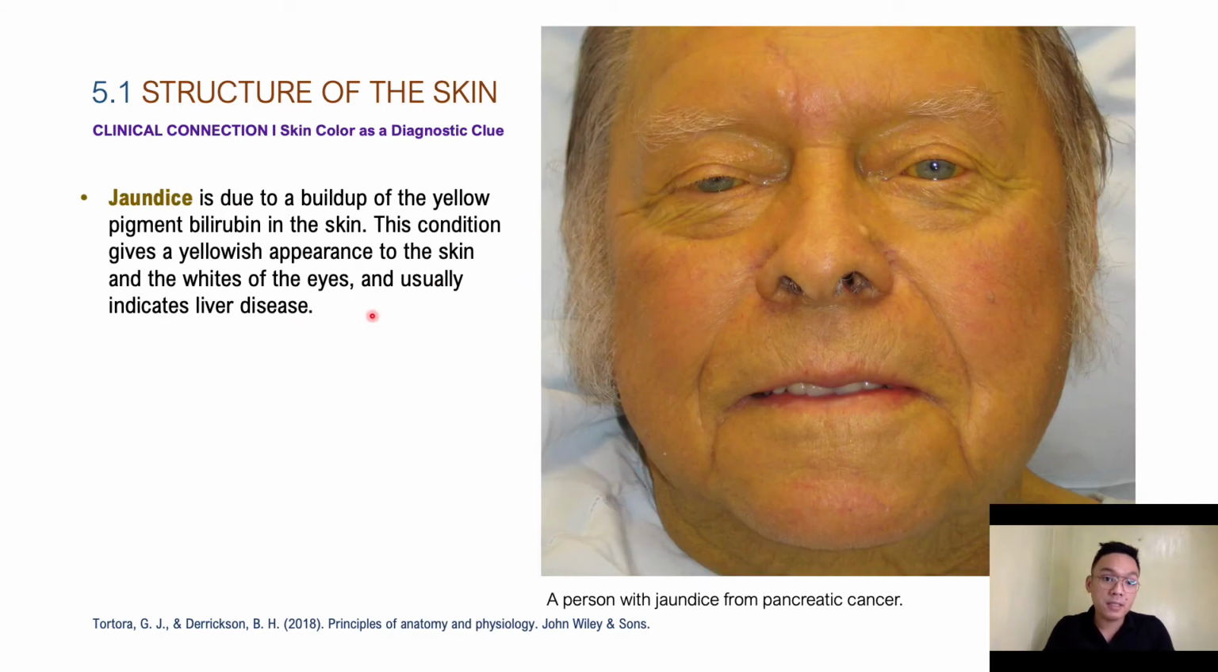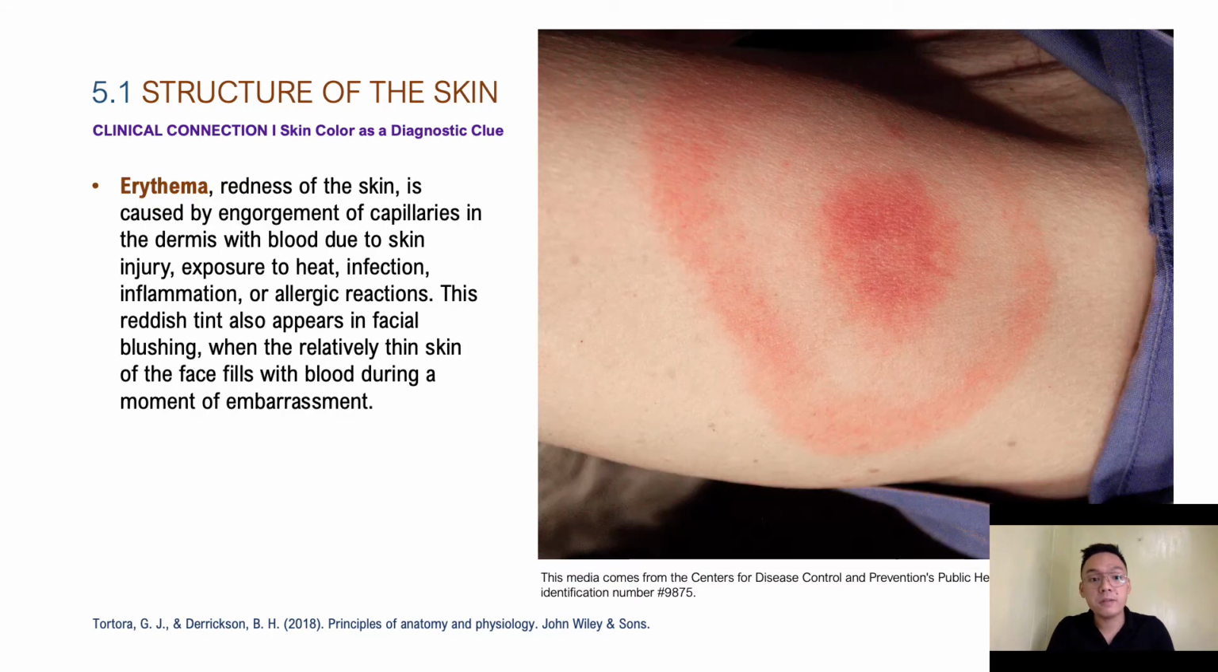Another color is called jaundice. It's a buildup of the yellow pigment bilirubin in your skin. This condition gives a yellow appearance to the skin and the whites of your eyes. It's usually an indicator of liver disease or something wrong in the accessory organs of your digestive system. The photo on your right is a person with jaundice diagnosed with pancreatic cancer.